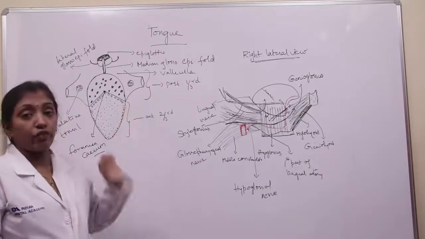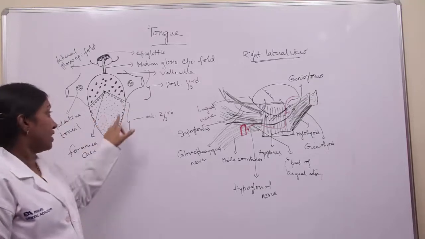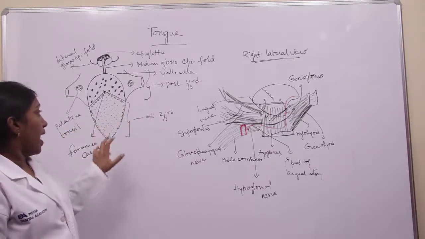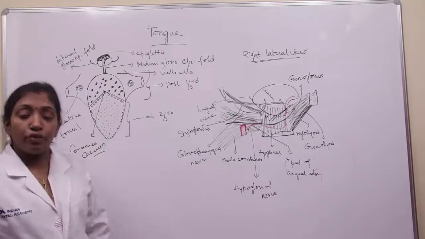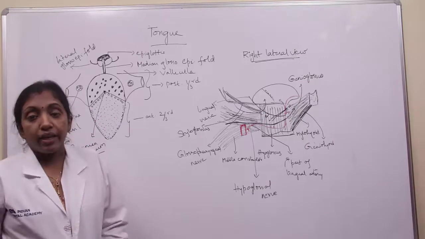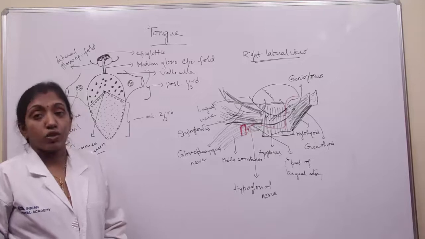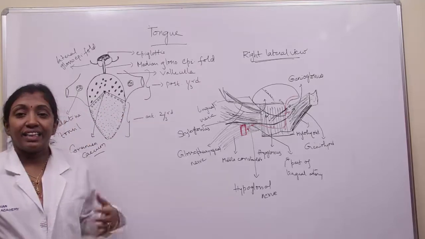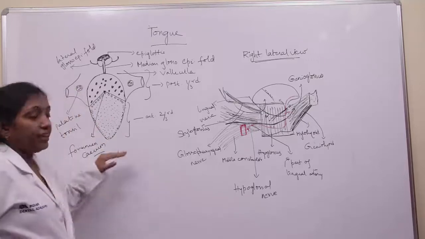The fungiform papillae occupy the tip as well as the lateral margins of the tongue. And the remaining part of the tongue consists of filiform papillae. These filiform papillae are lined by stratified keratinized squamous epithelium. Because of these filiform papillae, the tongue is velvety in appearance. So that's about the anterior two-thirds of the tongue.